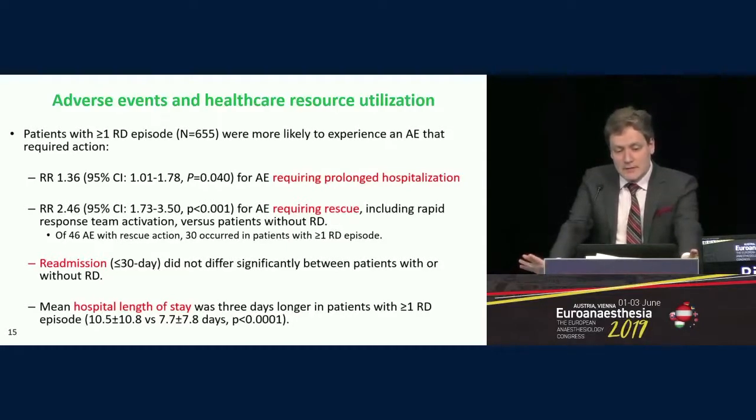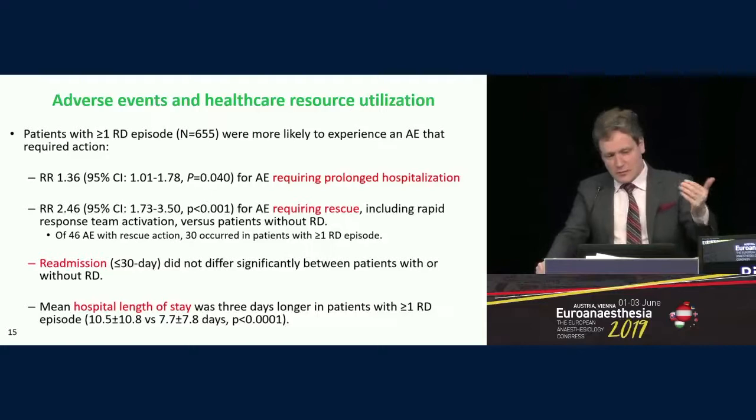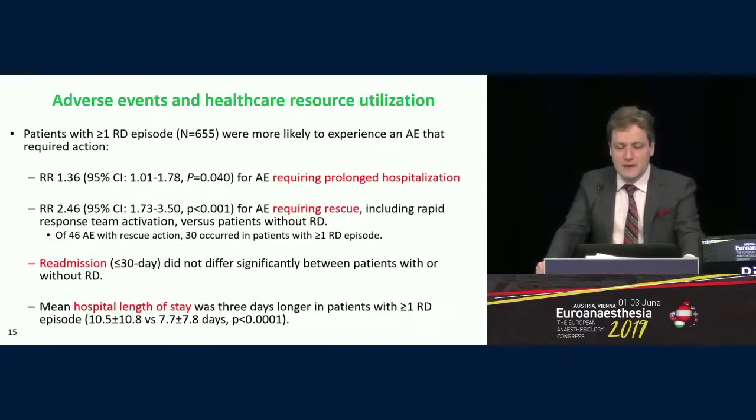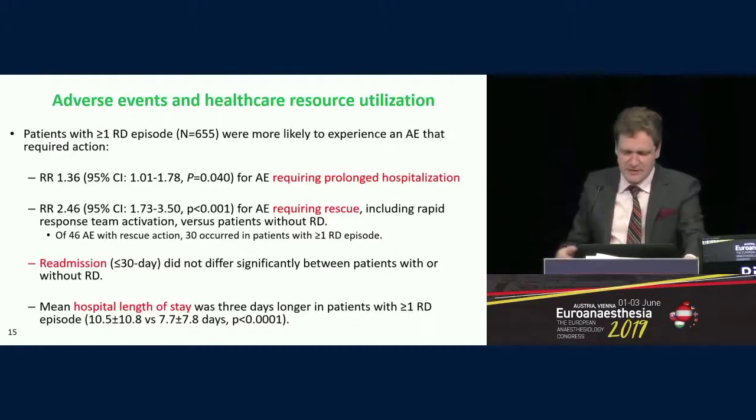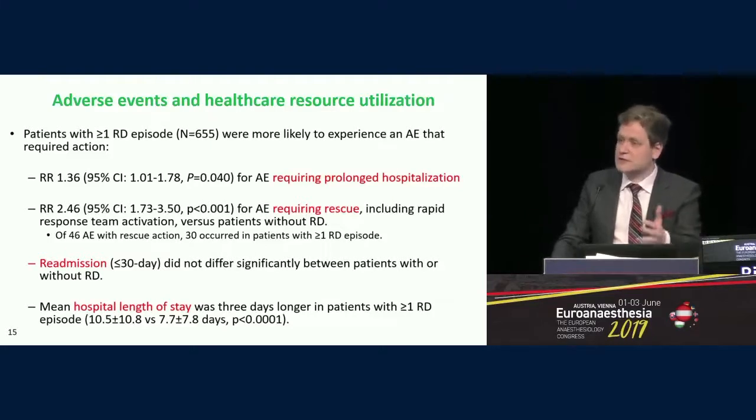Of the patients with at least one respiratory depression episode, in the study there were 655 patients, and we looked at relative risk. We found that patients who experienced at least one episode, and there were quite a few patients in the study who did, had a relative risk of almost 1.4 for an adverse event requiring prolonged hospitalization, and almost 2.5 for requiring rescue, including rapid response team activation, as was discussed previously based on a lot of literature out there, versus patients who did not have a respiratory event.